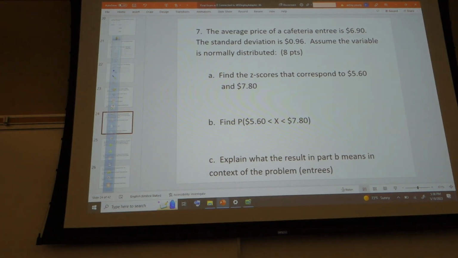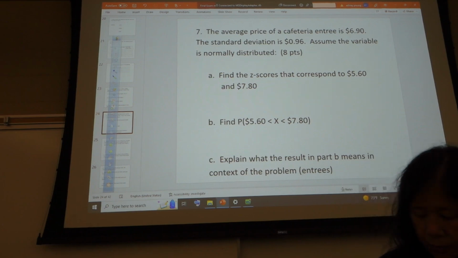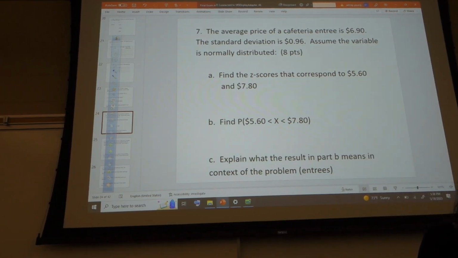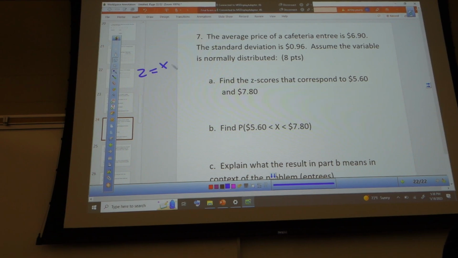Okay, so the z-score, how do we find the z-score? X minus the mean. We always start with your value. So z-score is equal to your x value minus the mean over the standard deviation.